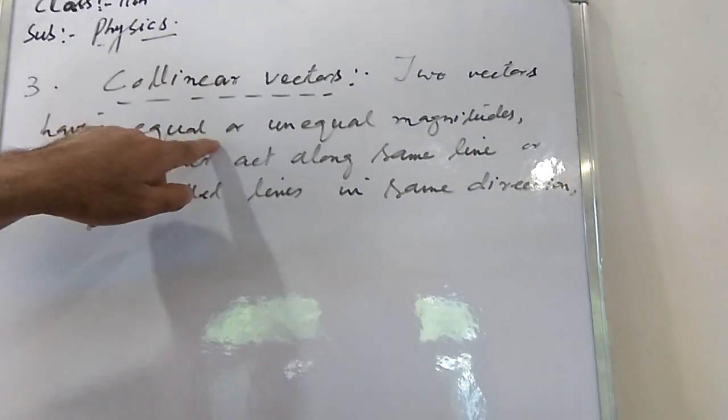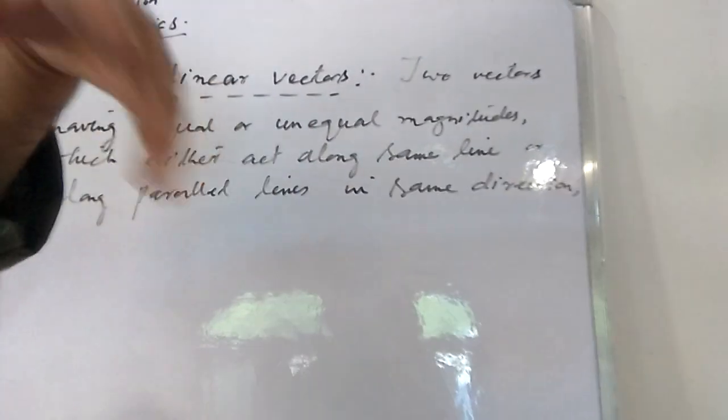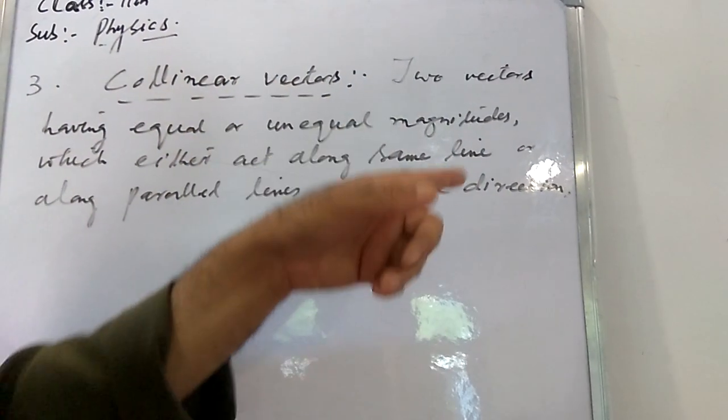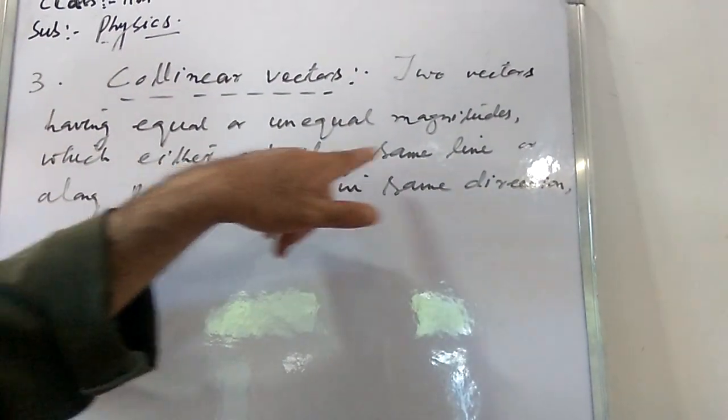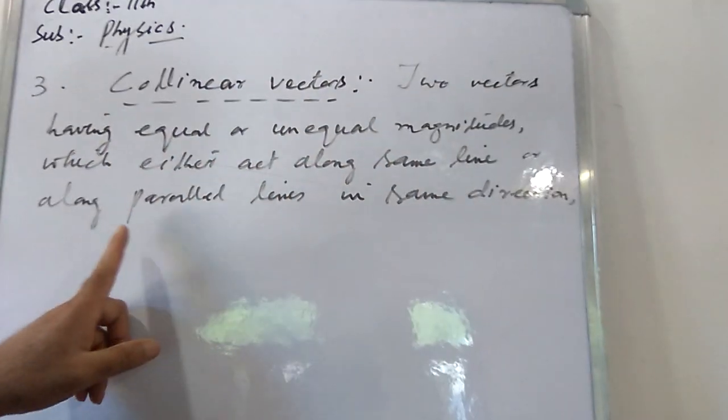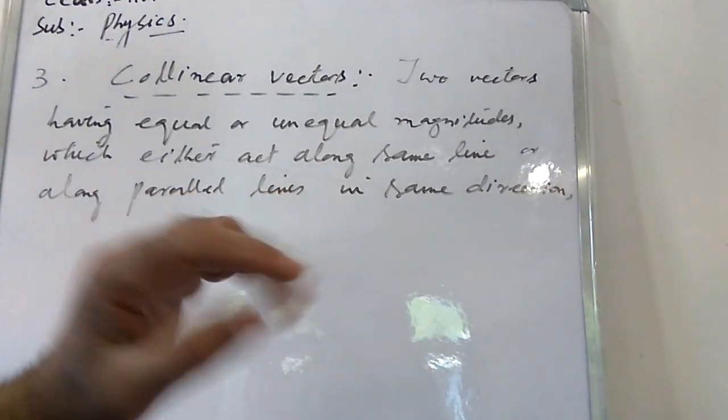First, dear student, collinear vectors, two vectors having equal or unequal magnitude. That means either they are having equal magnitudes or unequal magnitude, and either they act along the same line or along the parallel lines in the same direction.